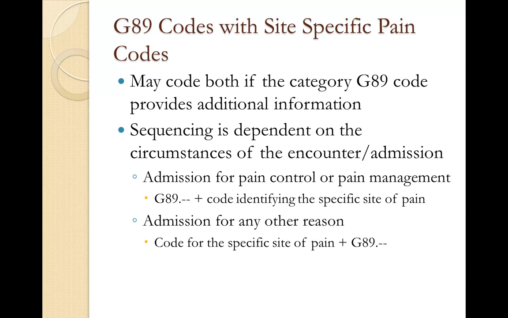So for example, if it says acute abdominal pain or chronic face pain or something like that, then we can actually code the G89 code because that indicates the acute or chronic piece, or maybe it's neoplasm related or something like that, along with that site-specific pain code. And again, in terms of your sequencing, if they're coming in for pain management, we're going to put that G89 code first, and then we can put the site-specific pain code. If it's for any other reason, we'll put that site-specific pain code first, and then we can just put the G89, again, just for additional information if we can get some more specificity in there.